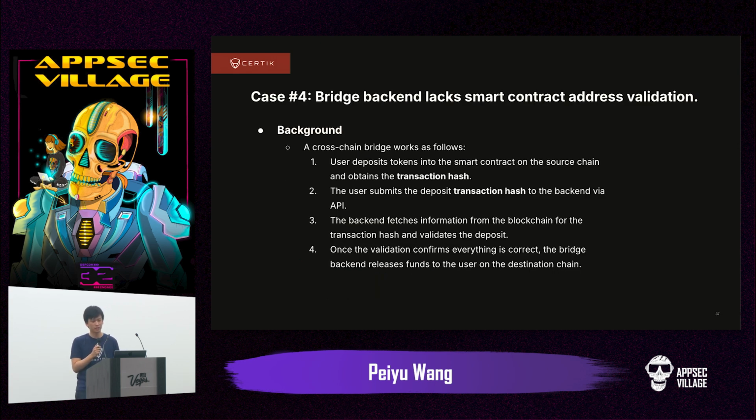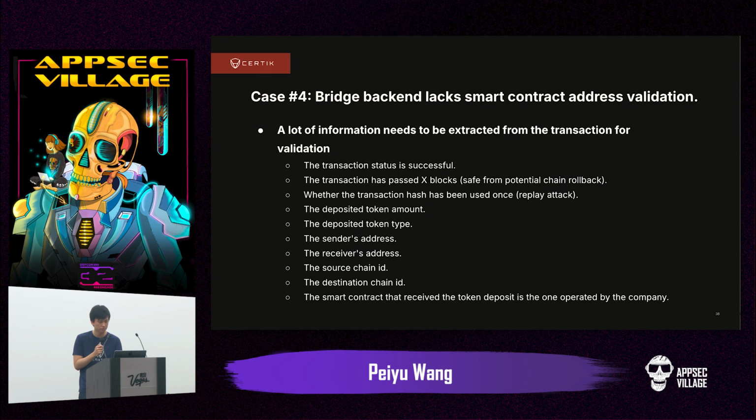The next one is bridge backend lacking smart contract address validations. I talked about how bridges work briefly in the previous slide. For this particular bridge, the workflow is: the user deposits tokens into a smart contract on the source chain and obtains the transaction hash. Then the user submits the transaction hash to the backend through APIs, and the backend fetches the information with the transaction hash to validate the deposit. If everything checks out, the bridge backend calls the privileged function in the smart contract on the destination chain and releases the funds to the user.